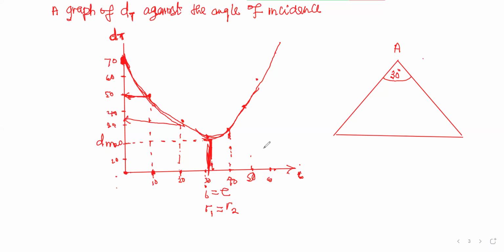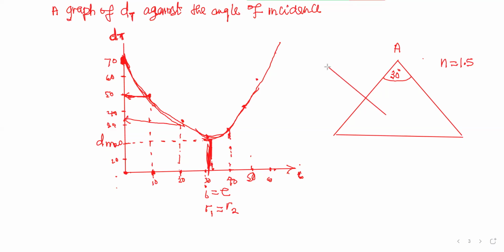So we are told that the refractive index is 1.5. And the question demands the maximum deviation. We are also informed that the ray is incident normally. So let's draw a normal to one side.